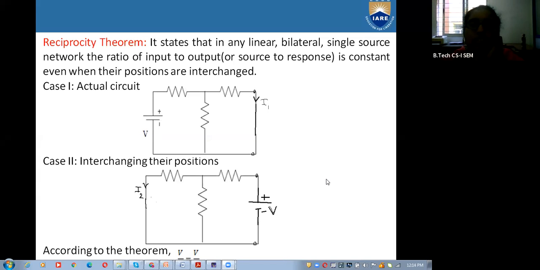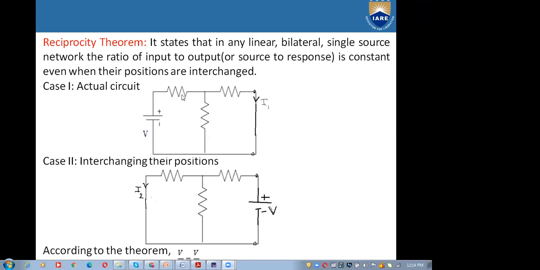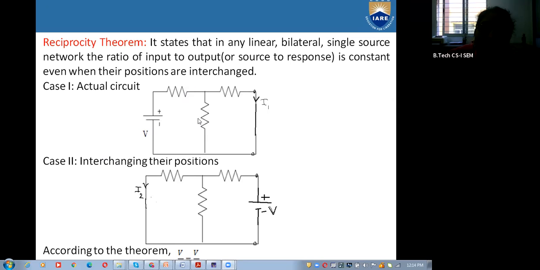Okay, so the theorem statement says that in any linear single source network, the ratio of input to output is constant even if their positions are interchanged. Let's see it explained like this. Consider a given circuit with a voltage source and resistors, with two simple meshes, and we are interested in finding the current in this path. That means we want the output here.